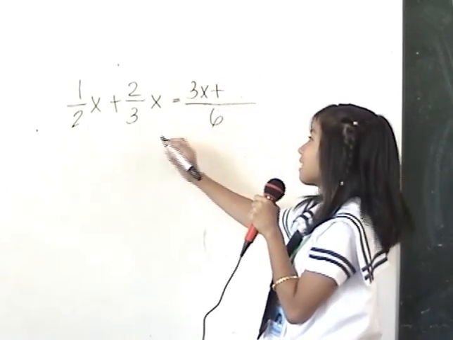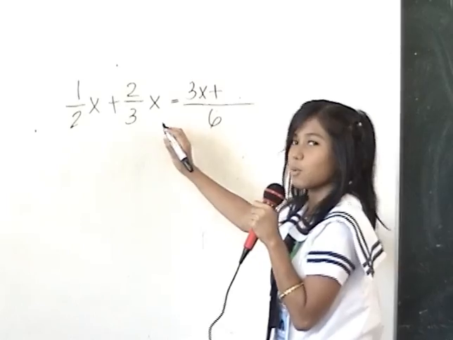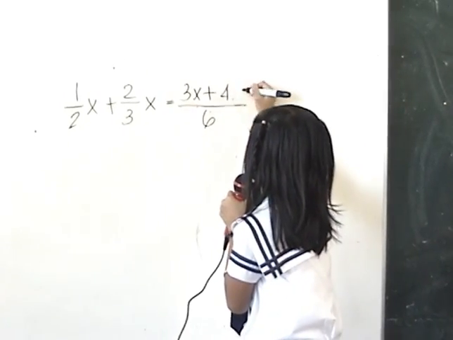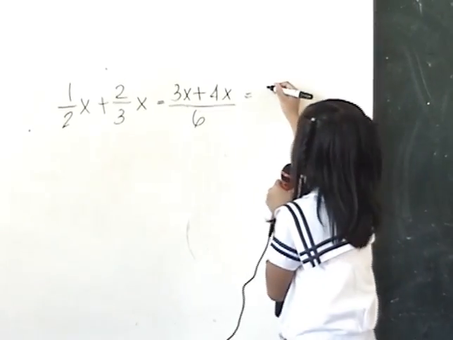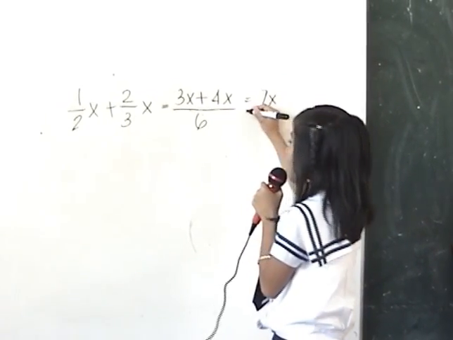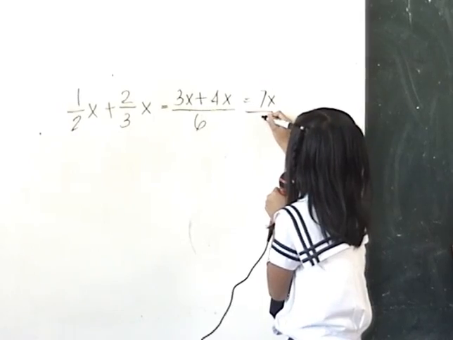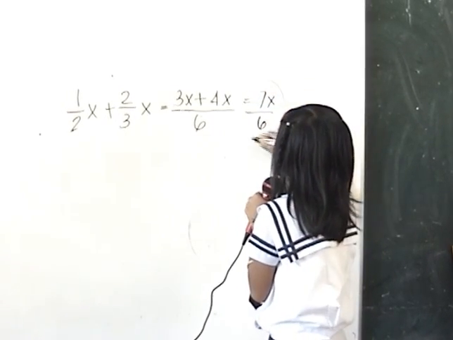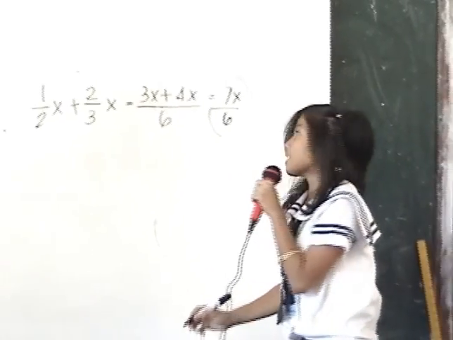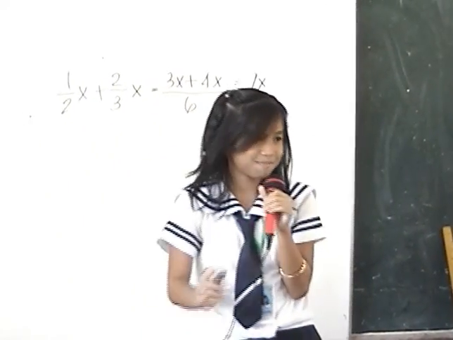6 divided by 3 is 2 times 2 is 4x. 3x plus 4x is 7x, and copy the denominator, which is 6. We now have the result of the equation, which is 7x over 6.